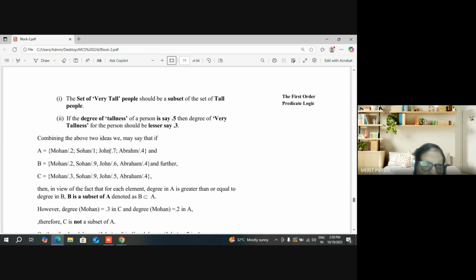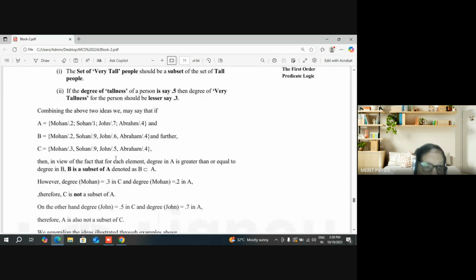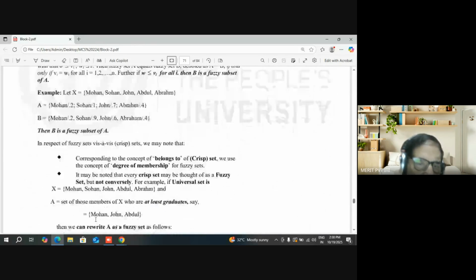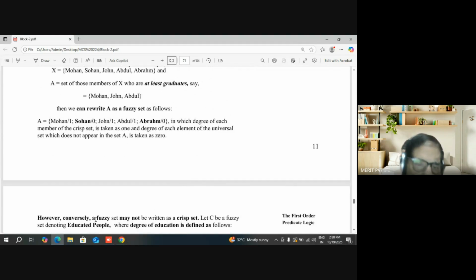So B is a subset of A because here this is 0.2, this was 0.9, this was 1, this is 0.6, this was 0.7, this was 0.4. However, the degree of Mohan is 0.3. This Mohan value has increased to 0.3 in C, and the degree of Mohan is 0.2 in A, therefore C is not a subset of A, because its degree 0.3 is more than 0.2. So it is not a subset of A. That is the way the degree of membership is calculated.